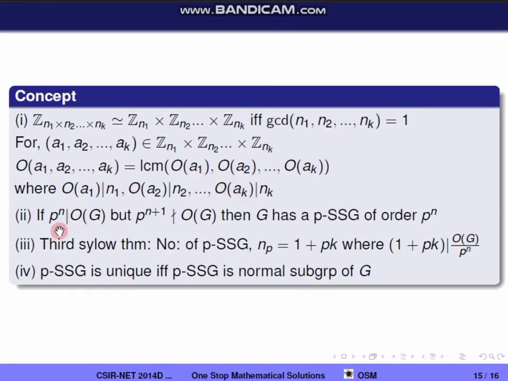If p^n divides the order of G but p^(n+1) doesn't divide the order of G, then G has a p-Sylow subgroup of order p^n. The third Sylow theorem states that the number of p-Sylow subgroups is found using the formula n_p = 1 + pk, where 1 + pk should divide the order of G divided by p^n. The p-Sylow subgroup is unique if and only if the p-Sylow subgroup is a normal subgroup of G. So now we'll move on to the question.